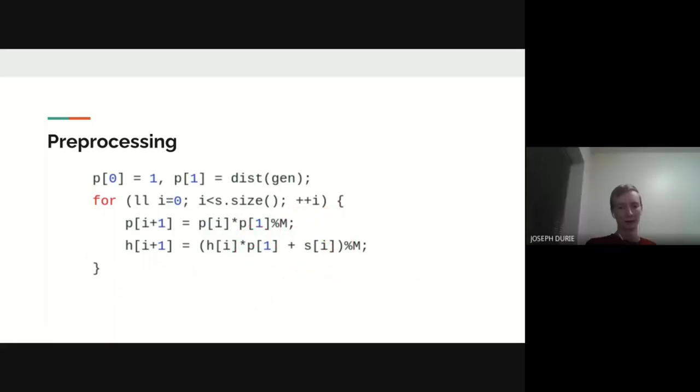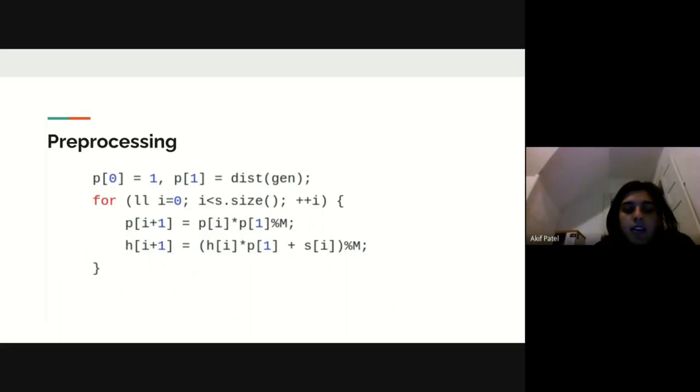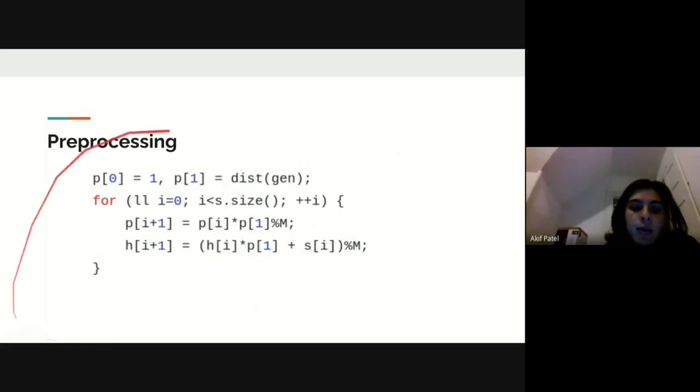And this will automatically convert the character to the ASCII value in C++. You do need to be careful of the indexing here. The way we have it, h of i plus 1 includes s of i. It just makes the math and the indexing easier this way. But you don't have to worry about it, you can just use it as is. If you try to do it from memory, just remember that it's sort of one-indexed in a way, where the string is zero-indexed.